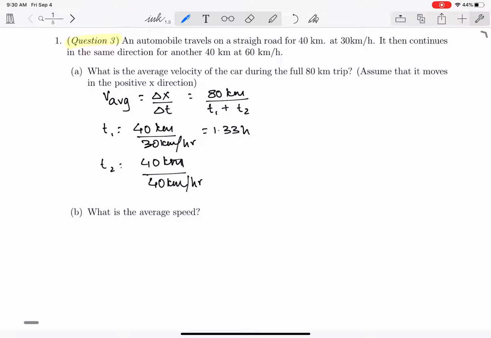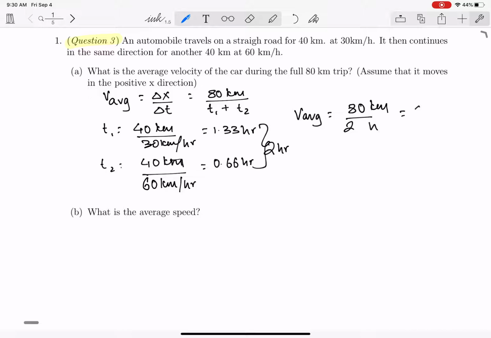T2, oh sorry, 60 kilometers, not, is 0.66 hours. All right, so this gives us 2 hours total, so V average is 80 divided by 2, which is 40 kilometers per hour.